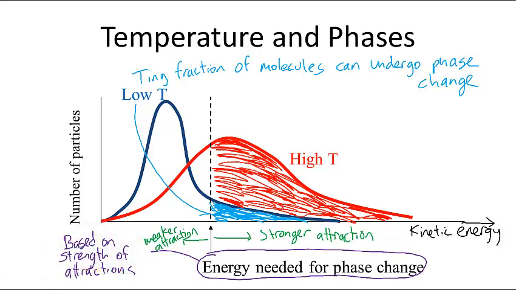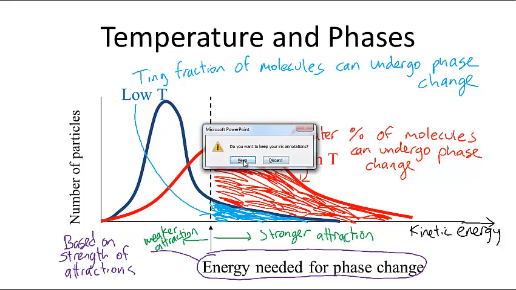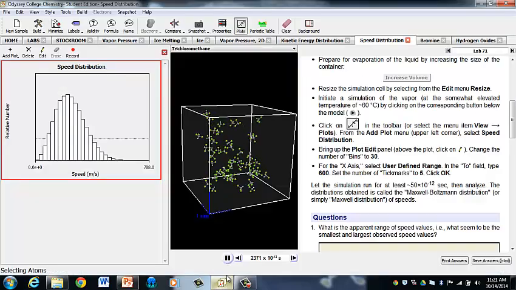Whereas at high temperature, and as you raise the temperature and this graph shifts to the right, you get a greater and greater percentage of the molecules that can undergo the phase change. And so just to leave with a visual for the day, and then we'll pick this up. We got just a tiny bit more to do tomorrow.